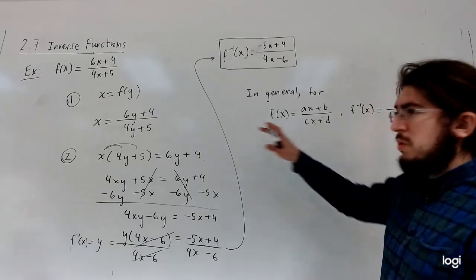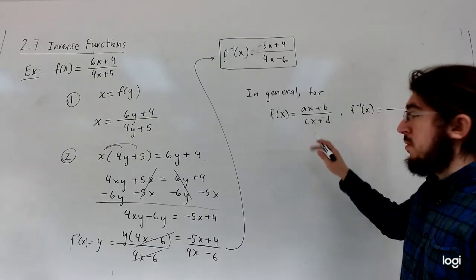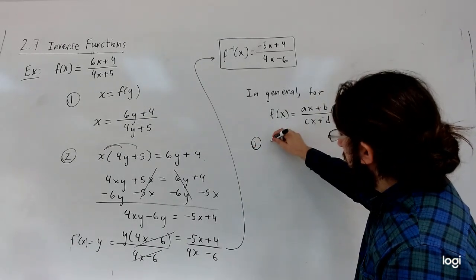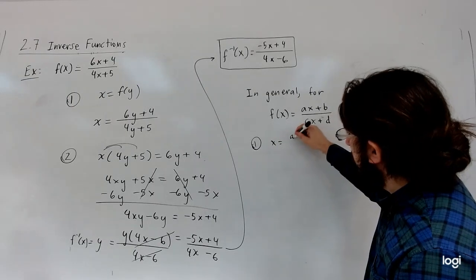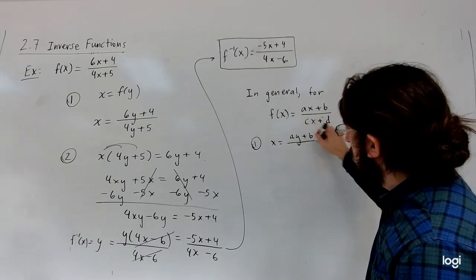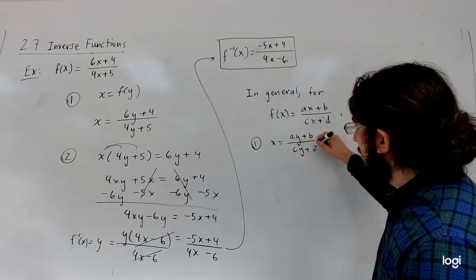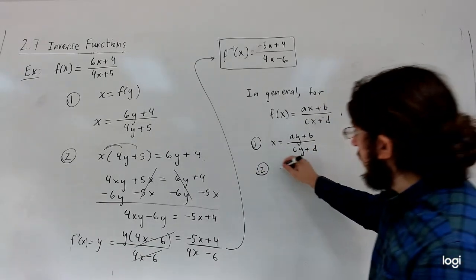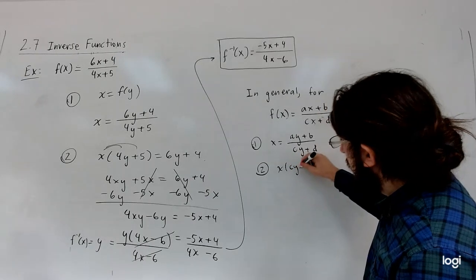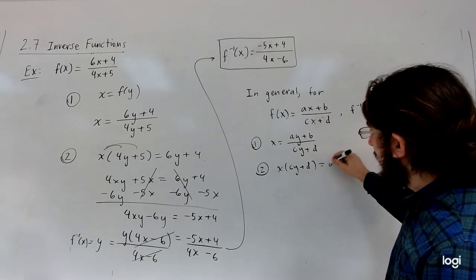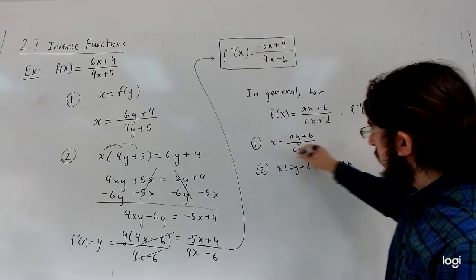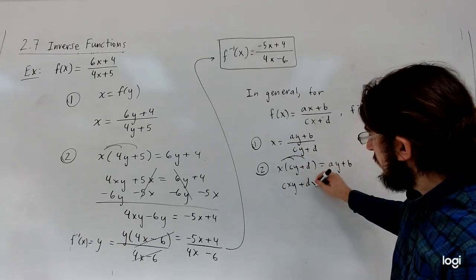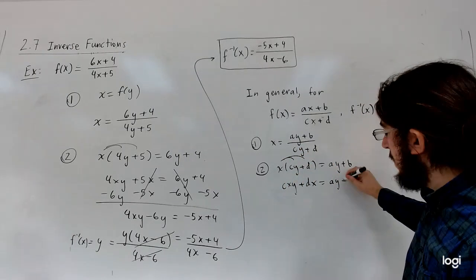So let's do the same thing we did here, but in general. I hope we have enough space. The first step is we're going to let x equal f of y. So it's ay plus b over cy plus d. The second step is to solve for y, and we'll do so by cross multiplying just as we did over there. cy plus d all multiplied by x. Then we'll distribute the x just like we did over there. So we get cxy plus dx equals ay plus b.